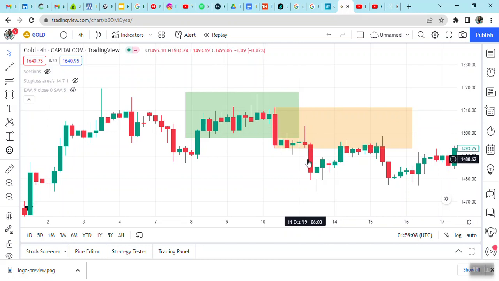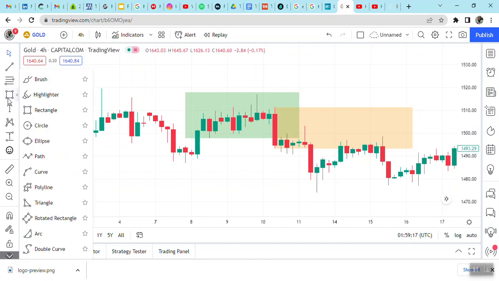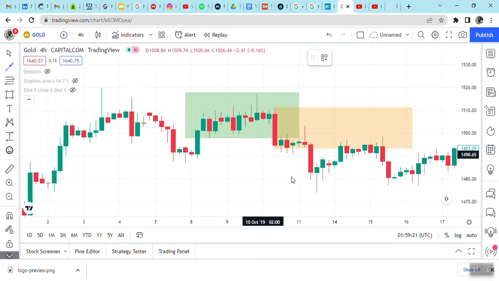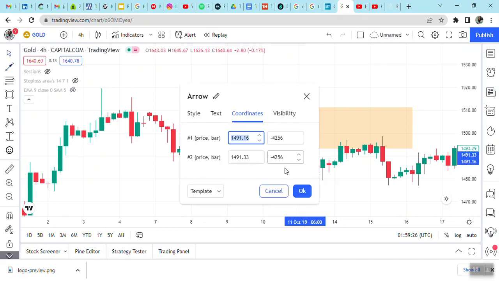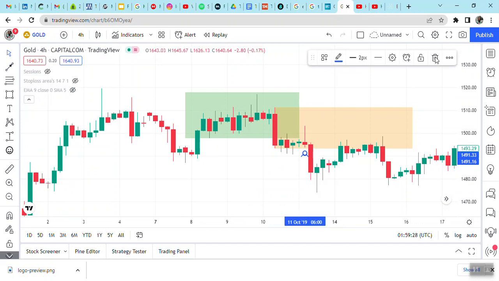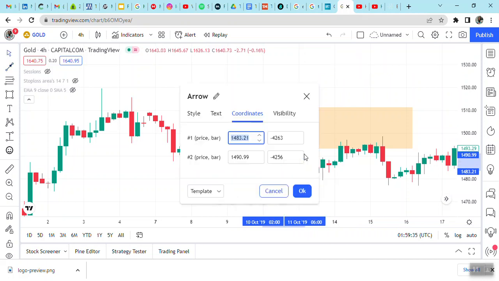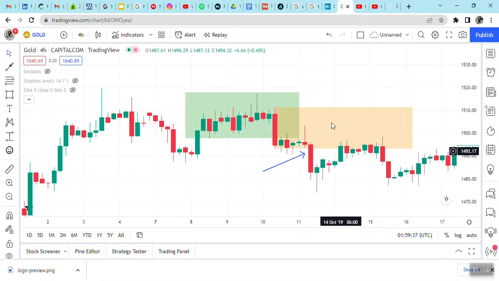So what you want to do is set your entry at this point, somewhere here. Let me highlight that. You want to set your take profit. Let me delete that. You want to set your take profit somewhere along this region.